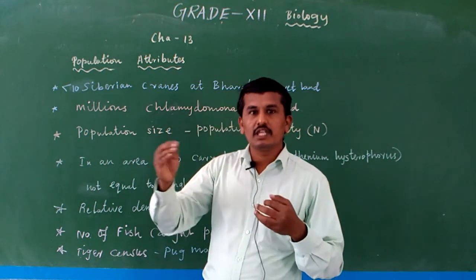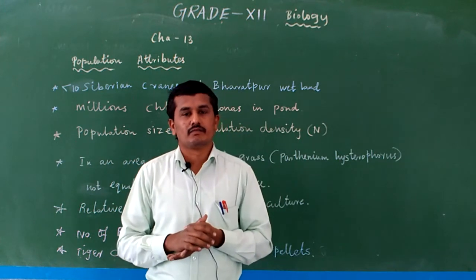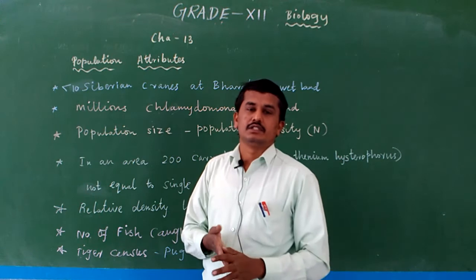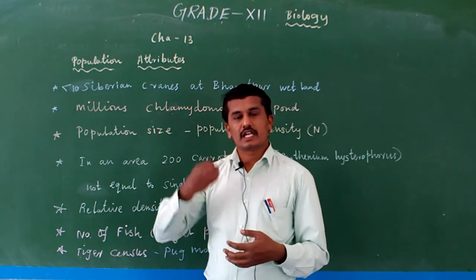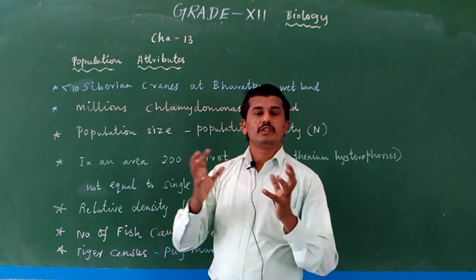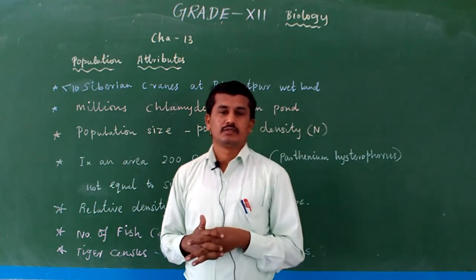Actually, counting the population by seeing the tigers is difficult. So in calculation of population, we use various methods, such as relative density and counting per trap. With various methods we count the population of particular organisms. Okay.